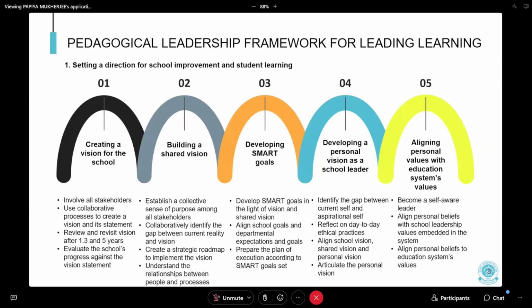The last step in making directions for school improvement would be you need to become a self-aware leader and align your personal beliefs with the school leadership values. Once you have aligned your own values and beliefs with the education system values, you become a self-aware leader.